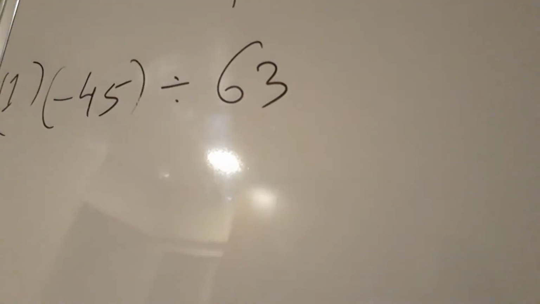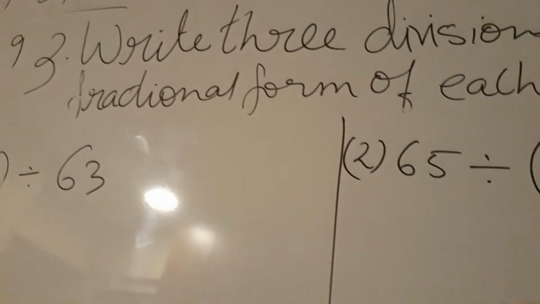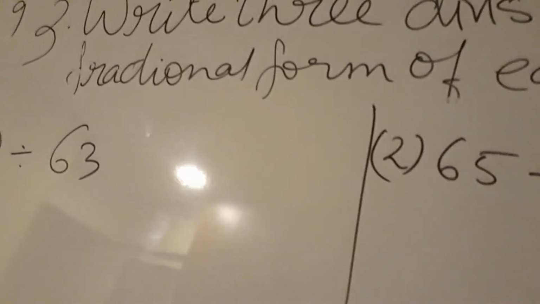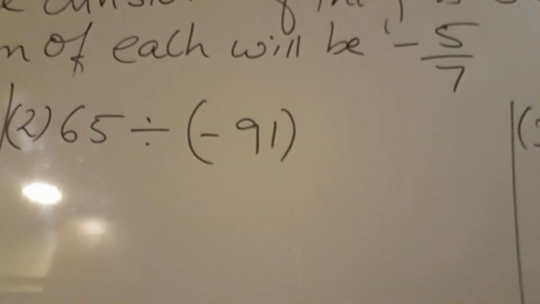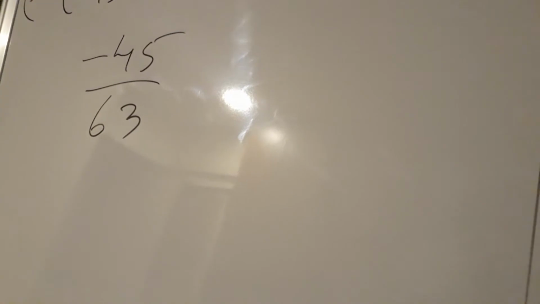Now we go for the third. Now the third question. Third question, same question, only that they want each to be minus 5 upon 7. Write 3 divisions of integers such that the fractional form of each will be minus 5 upon 7. So we have written divisions. Now fractional form, minus 45 upon 63. Remember, they want minus 5 upon 7. So here one of the integers has to be negative. Minus 45 divided by 63.